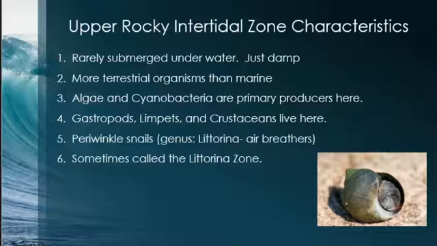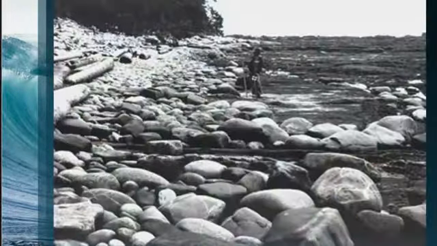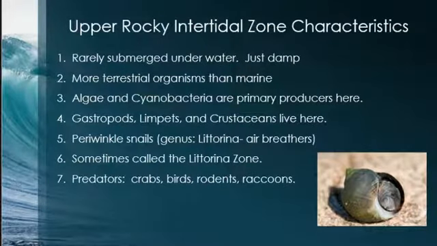Sometimes it's called the Littorina zone. Huh. Okay. Predators: crabs, birds, rodents. Ooh, raccoons. Boo. Oops. Go back. Do we have everything we need here? This is the upper. I know you filled in some stuff already.